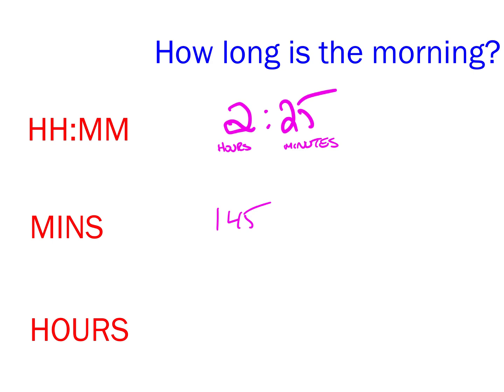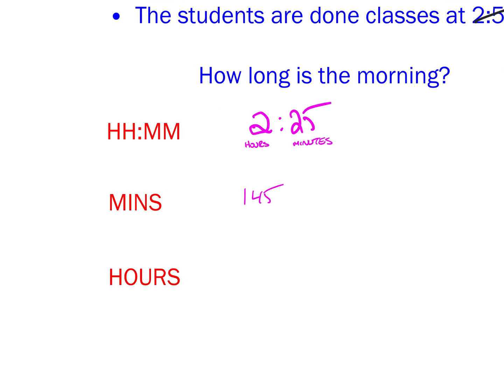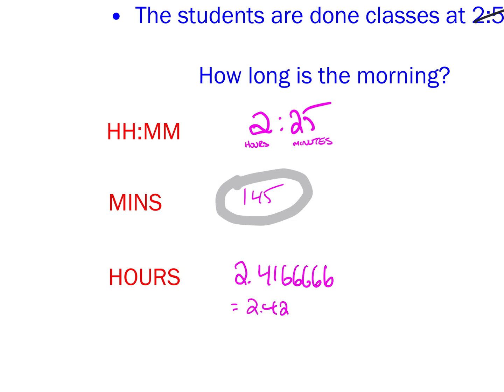Now, let's convert that into hours. And the best way of doing this is to just take this number here and divide it by 60. So when you divide that by 60, you should get, if my math is okay, 2.4166666. How'd I do? Is that what we get? Okay? And we don't have to write all those sixes, so we can just say it's 2.42. We're rounding to 2 decimal places, and that's in hours.